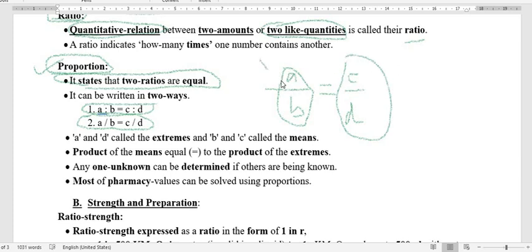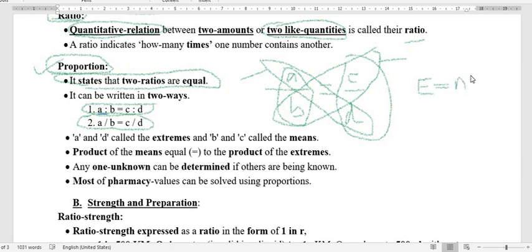And when you multiply A into D, the product of A and D is called the extreme, and the product of B and C is called the means. So the means is equal to the extreme, or you can say the extreme is equal to the means. This one is the extreme and this one is the mean. You have to write that extreme is equal to mean. So this is very important.